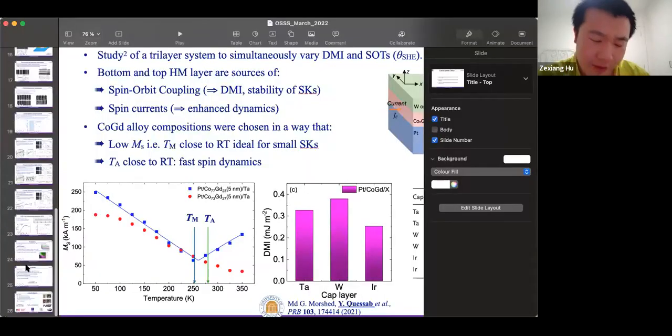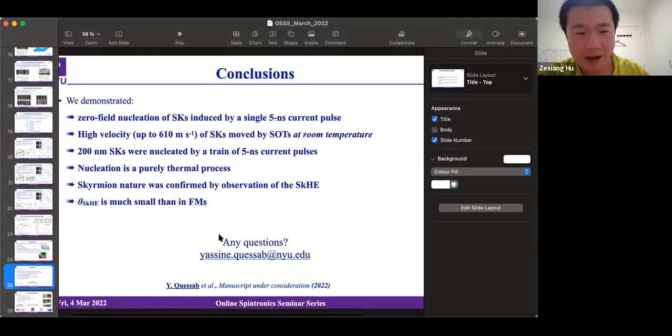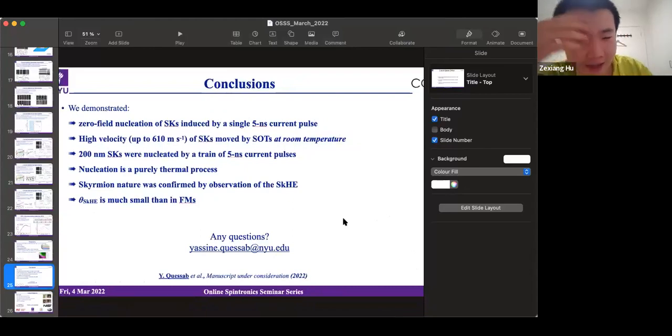Very nice. I don't work on Skyrmions, so I have a very simple question on the conclusion slide. At the very beginning, I had a question: how could you distinguish the Skyrmions from the normal domain or domain wall? But after I read the latter sentence, where you say the Skyrmion's nature was confirmed by observing the Skyrmion Hall effect, does that mean that for a Skyrmion there's an angle, but for a normal domain there's no such angle? Is that right?